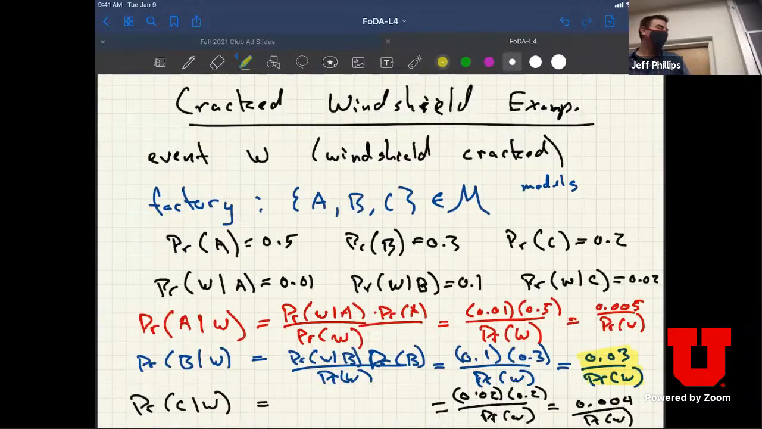Great. So what I've done here is find the most likely model, the best explanation for my data. My data is that the windshield was cracked. We're going to be doing this now using other types of data and other spaces of models, which are going to be continuous spaces of models. But it's going to have the same sort of property going on here.